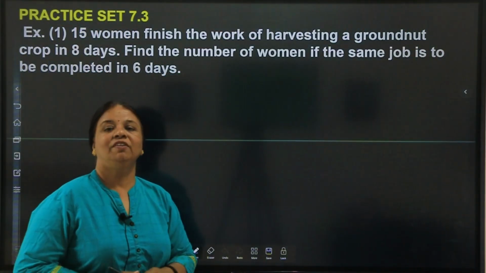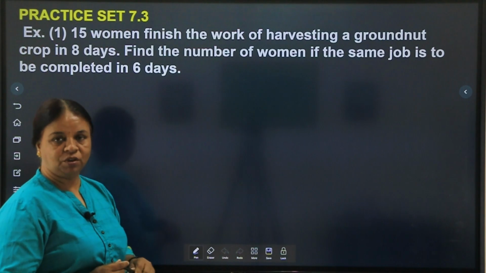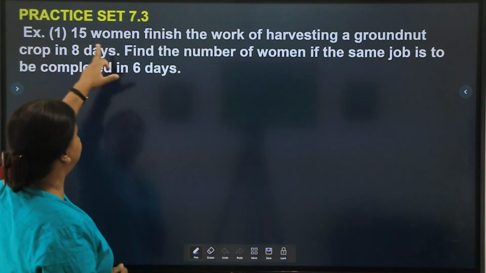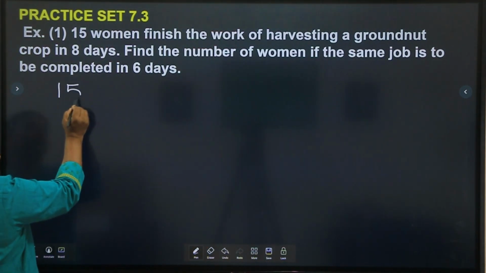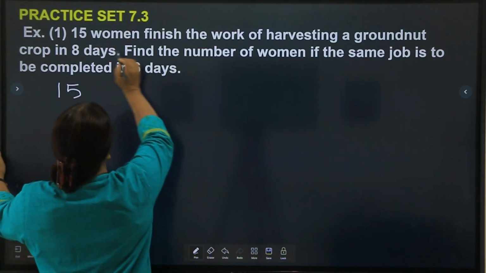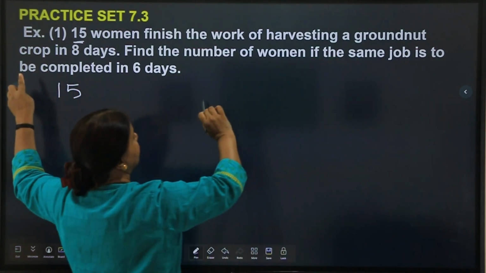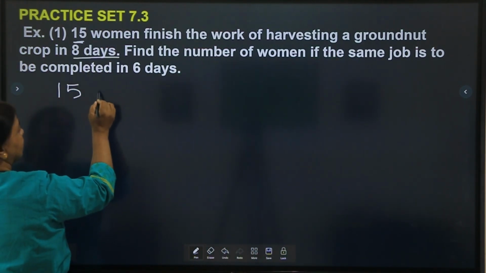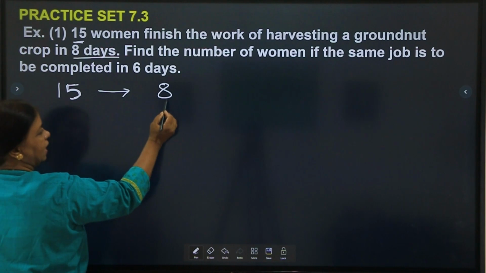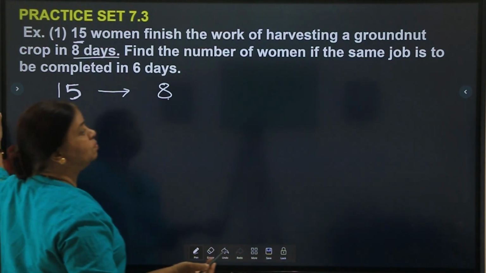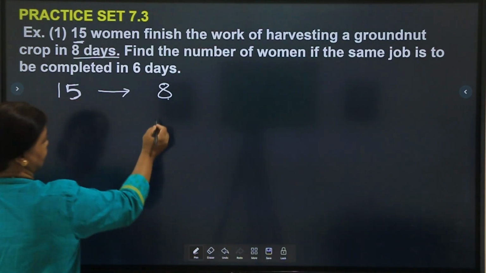The first sum which we will be dealing with is an example solved from your textbook. The sum says there are 15 women. If 15 women are employed, they finish the work of harvesting a groundnut crop in 8 days. Means 15 women will harvest the crop in 8 days. Find the number of women if the same job is to be completed in 6 days.